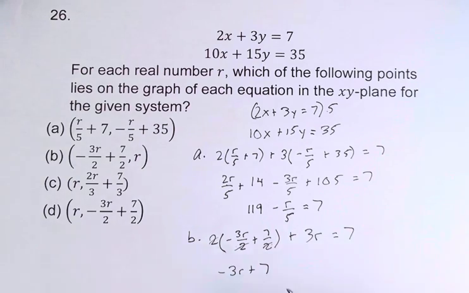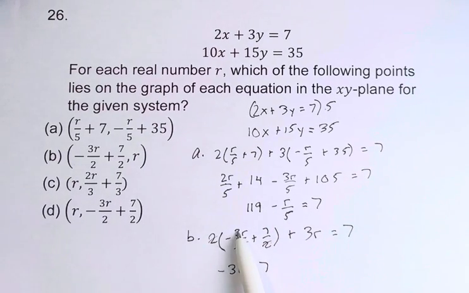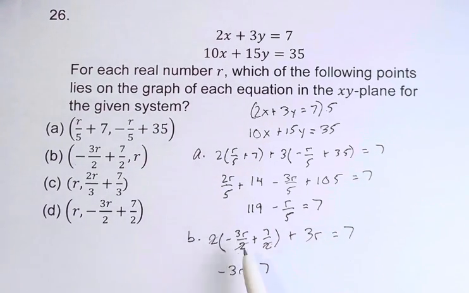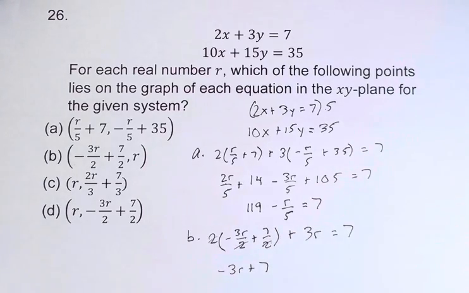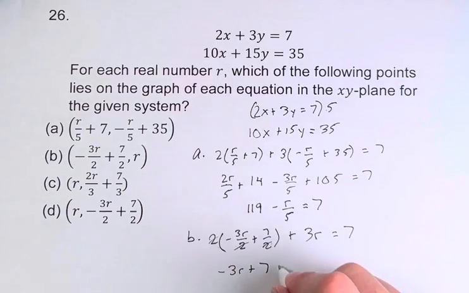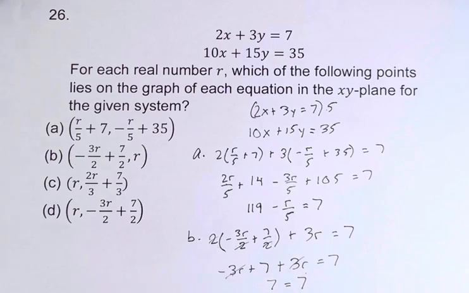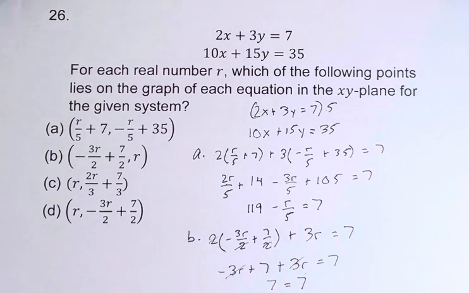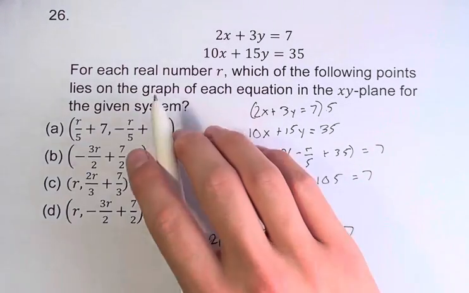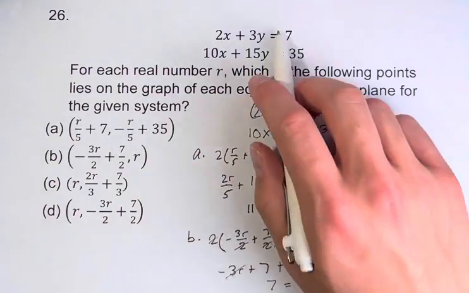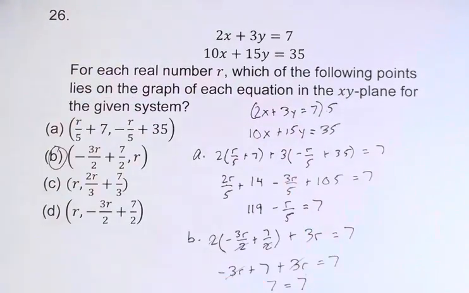If you don't want to do that, then you would just multiply it. 2 times negative 3 is negative 6. Then you just divide by 2 separately, which gets you back to negative 3 in the same way. Don't forget the plus 3r is equal to 7. Negative 3r plus 3r cancel out, and we're left with just 7 is equal to 7. This is true no matter what you put in for r, because there is no r. Therefore, for every real number, this point satisfies both of these equations, and b is your final answer.